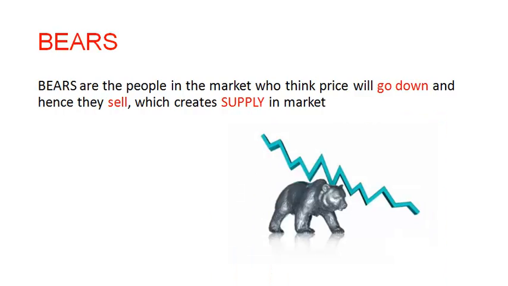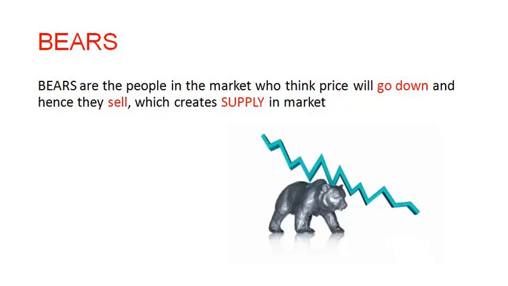On the other hand, who are bears? Bears are people who think that the price will go down and hence they sell, which creates supply. So if you think that the price of the stock which you bought is overpriced, and if you think that the price will go down, what are you going to do? You're basically going to start selling the stock, and if you start selling the stock, you are going to create supply, and hence you are a bear.